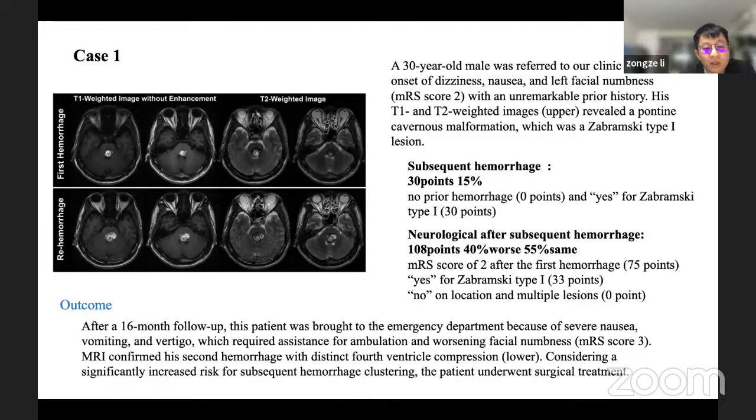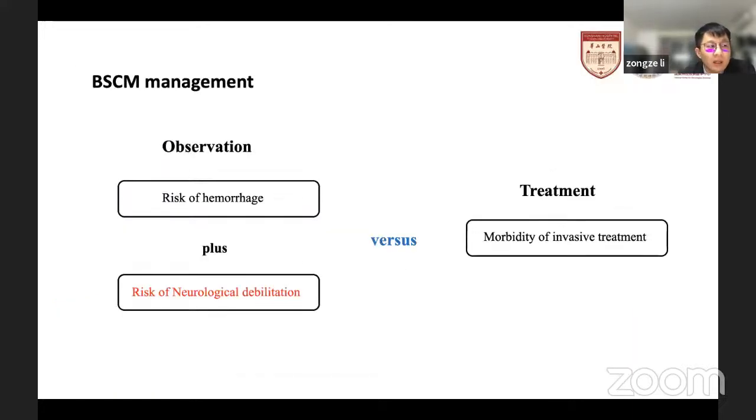Considering a significantly increased risk for subsequent hemorrhage clustering, the patient underwent surgical treatment. However, we think simply assessing the risk of hemorrhage or neurological dysfunction cannot determine the clinical decision for the patient. Based on their evaluation results, we can find the patients who may experience morbidity and require early intervention. But then we need to compare the risk of conservative and interventional treatment to develop personalized treatment plans to achieve the best quality of life for patients.